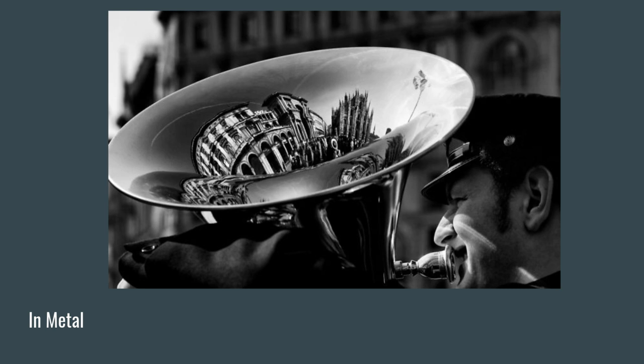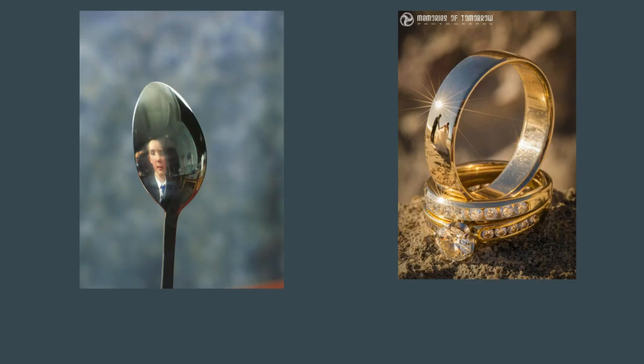And then metal. Of course, metal is reflective if it's nice and shiny. So there might be objects around you or that you see that are metallic that can reflect something. Here, even just a simple spoon or jewelry has a nice reflection. Should be very nice and shiny and clean to get a good reflection.